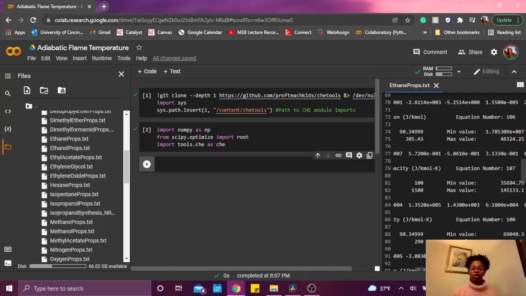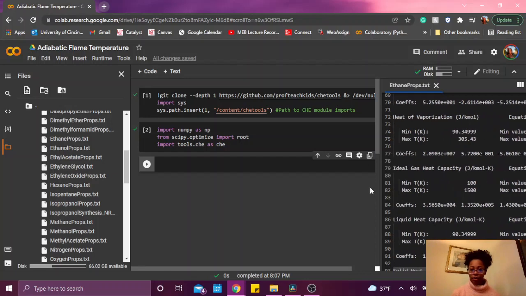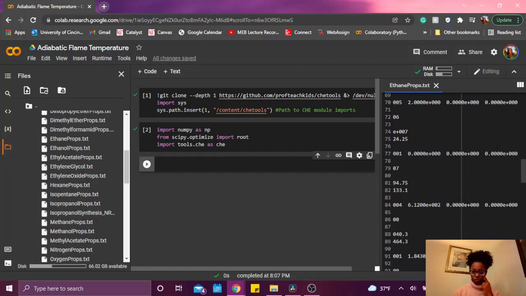And then the other thing that we'll be really concerned with is the ideal gas heat capacity, because this relates to our ChemCAD equation 107, as you can see here. And we're going to worry about these coefficients, because these coefficients are what correlates to the variables within equation 107, A, B, C, D, and E, and those are listed here.